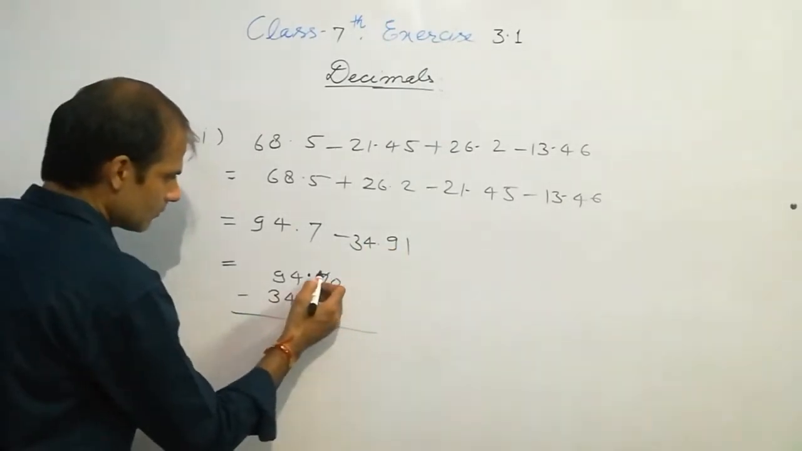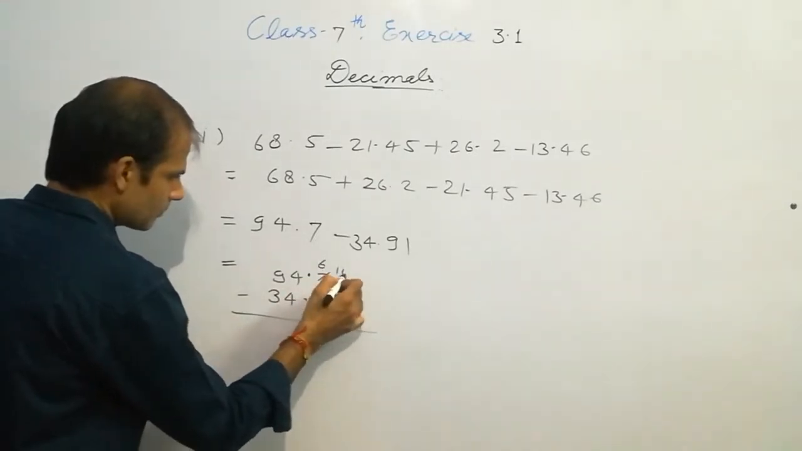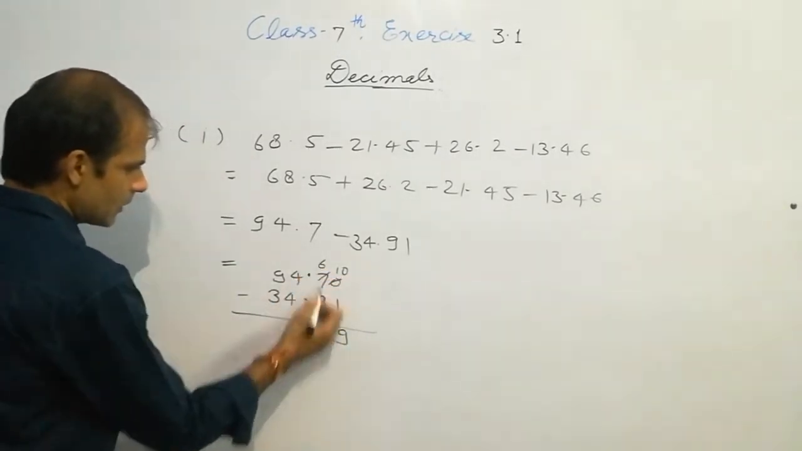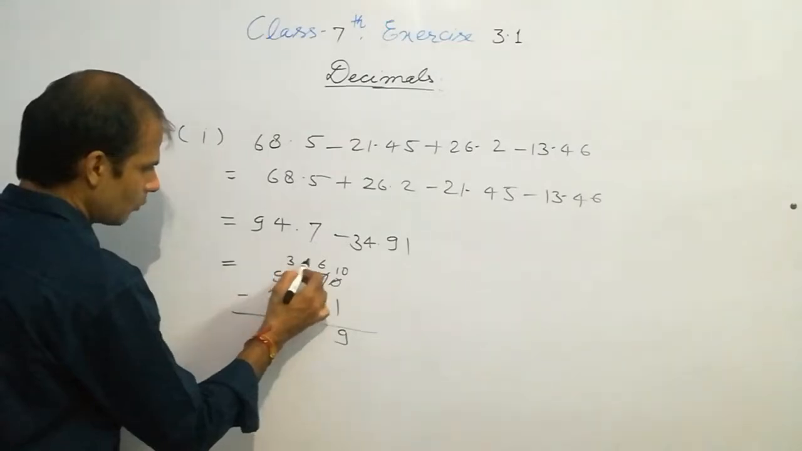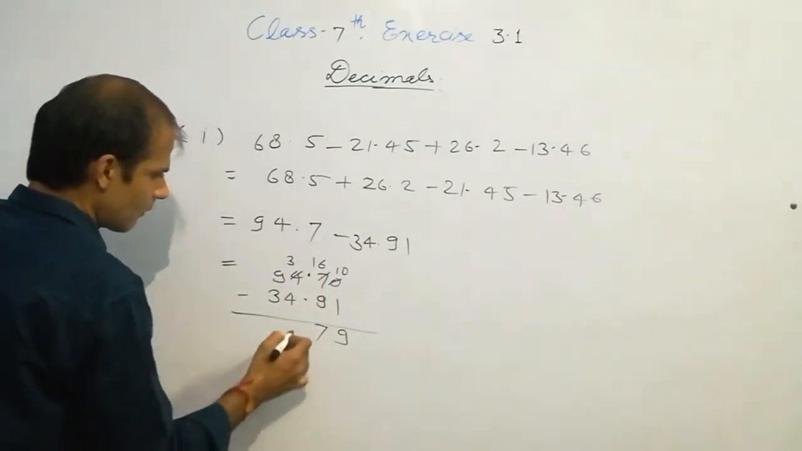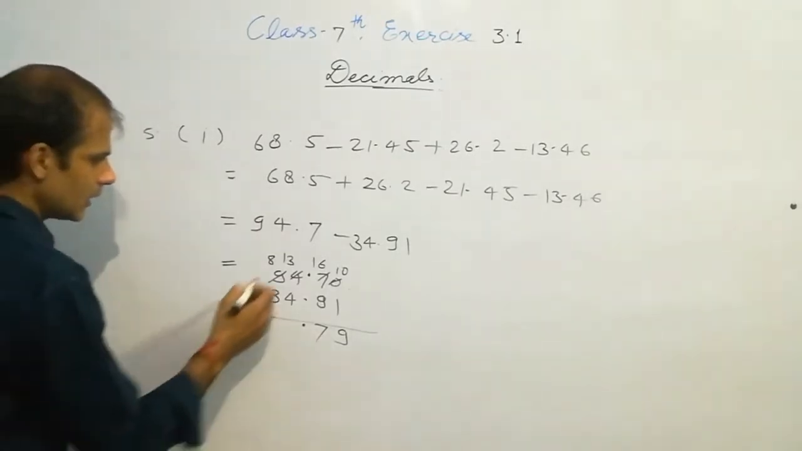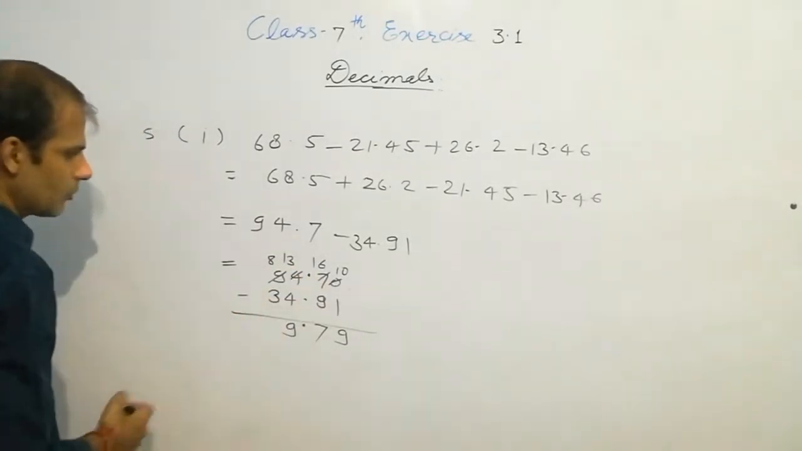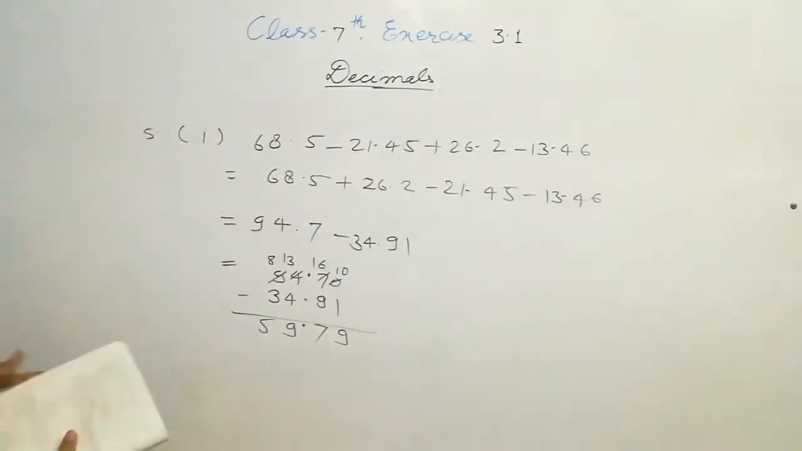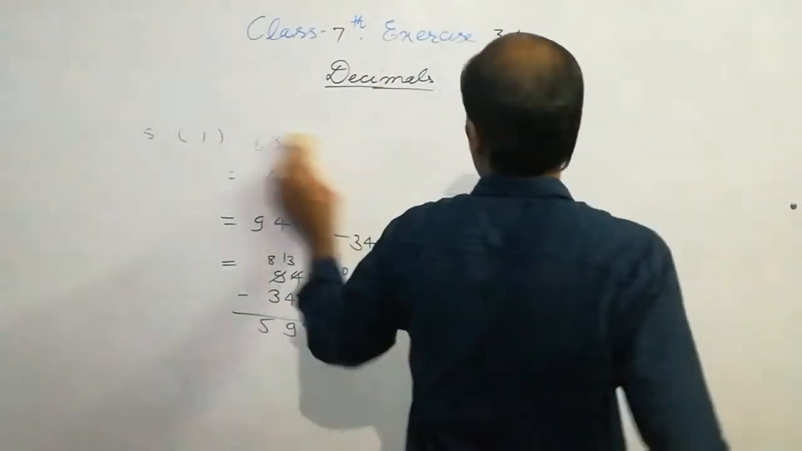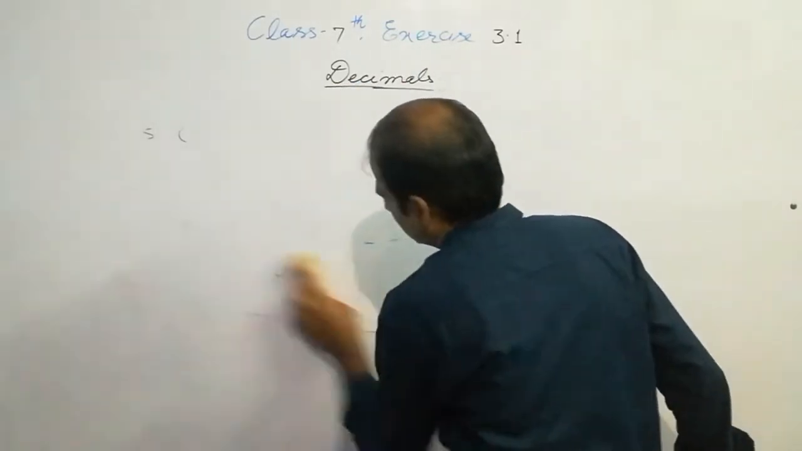You can take borrow, it becomes 10, it is 9. 6 minus 9 not possible, take borrow, it becomes 16. 7. 3 minus 4 not possible, it becomes 8 and it is 13. 13 minus 4, 9 and 8 minus 3, 5. So the answer is 59.79. Fifth part, first question, 59.79.